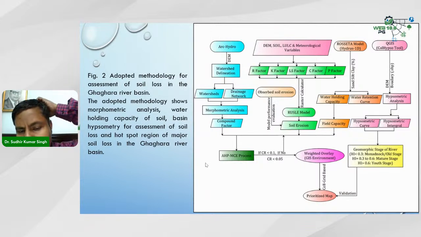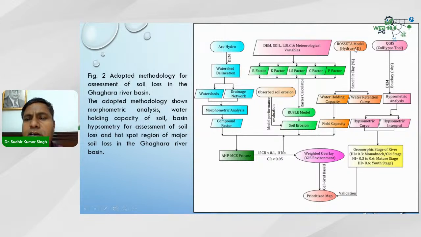Then, based upon the compound factor, we prioritized the basin by applying the multi-criteria evaluation process. On the right hand side, you will find the Rosetta model, the HYDRUS model, that was used to develop the water retention curve, actually the water holding capacity. And in QGIS we performed the hypsometric analysis. Through hypsometric analysis, we identified whether the basin is in the young stage, old stage, or mature stage, the geomorphic stages of the basin. Later we validated the prioritized map, cell grid based.